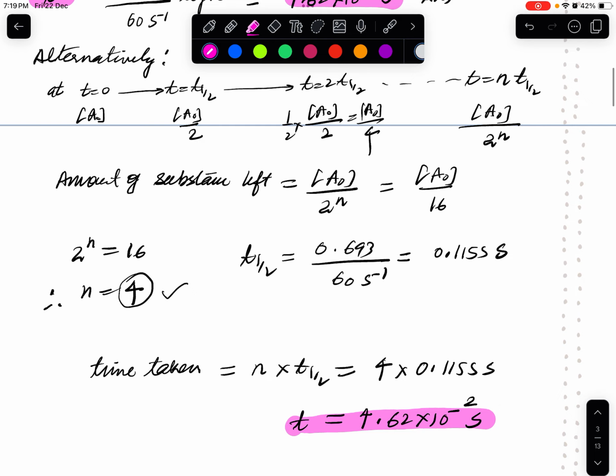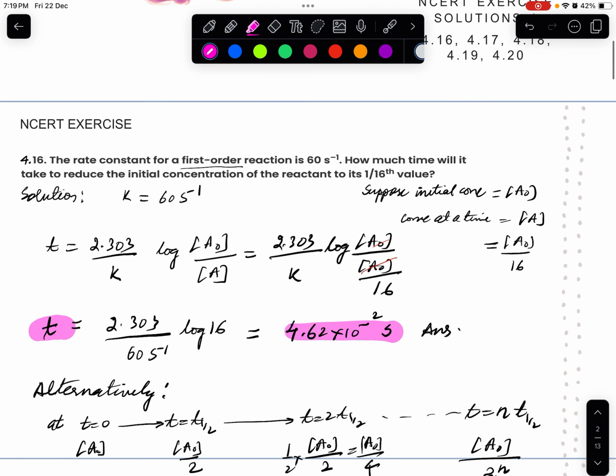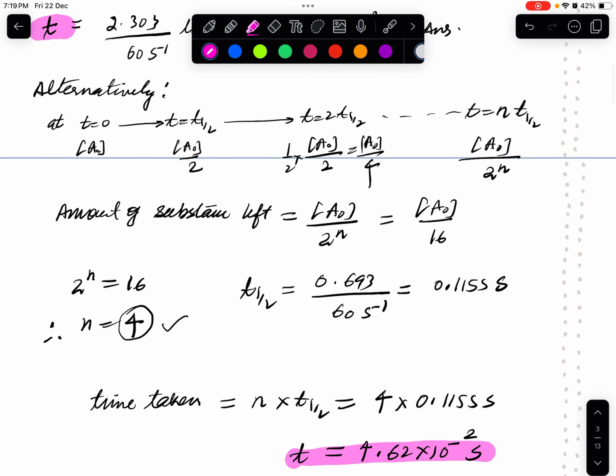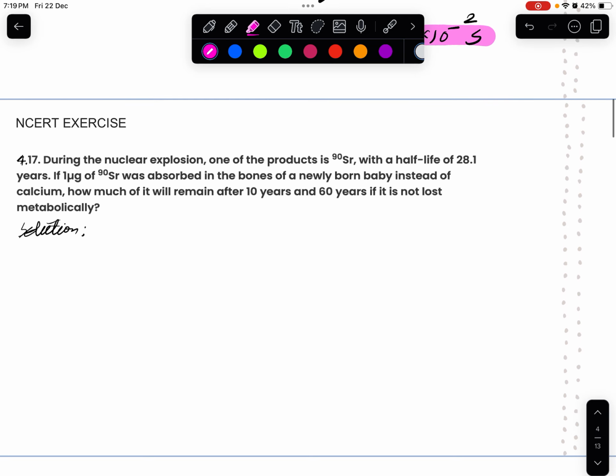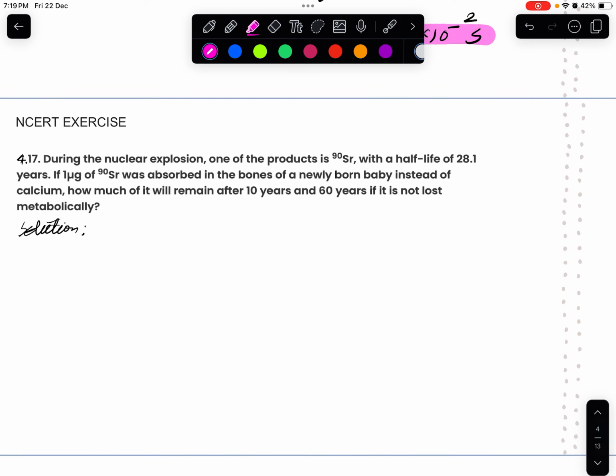The only difference is that in the second method, we need not do the complex calculation and we do not need a log table. Now come to the next question, 4.17. Here they are saying that during a nuclear explosion, one of the products is strontium 90, a byproduct of nuclear explosion, with a half-life of 28.1 years. So the very first information is that a radioactive compound, strontium 90, is produced, and its half-life is given as 28.1 years.